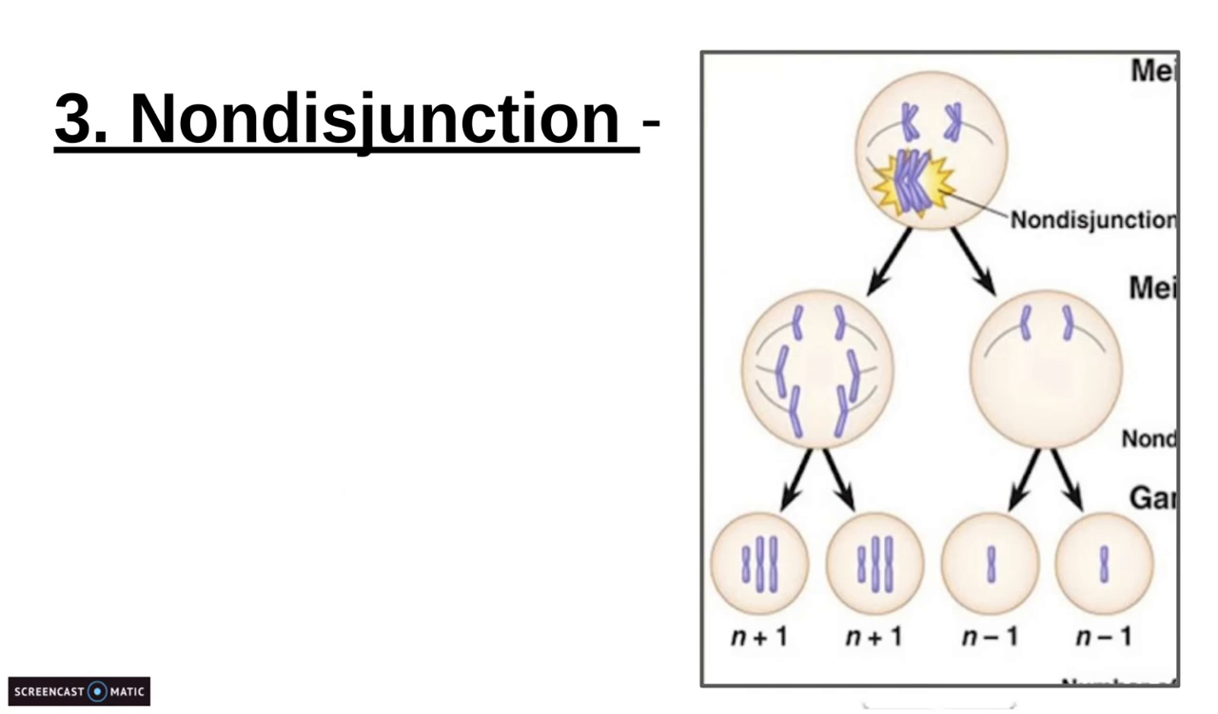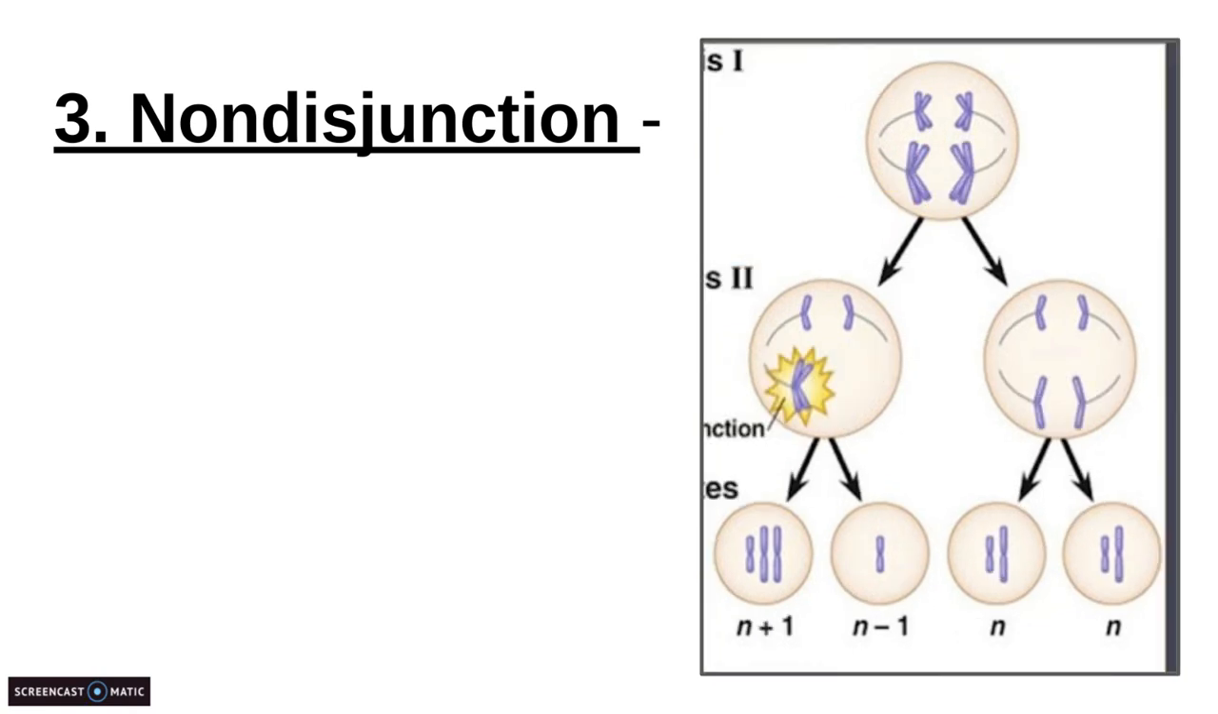Lastly, we have something called non-disjunction. Notice here we have my chromosomes, and two of these chromosomes are supposed to be going to separate sides of the cell, but they're going to the same side. So non-disjunction is when chromosomes don't go to the correct sides of the cell. They don't split, and then we end up with extra chromosomes in one cell and fewer in another.